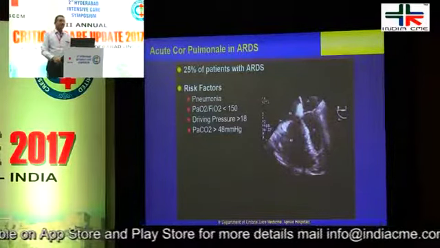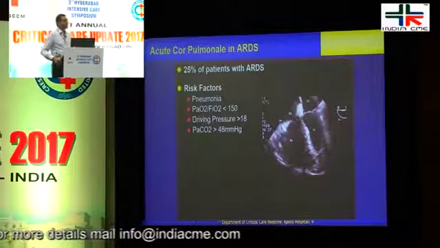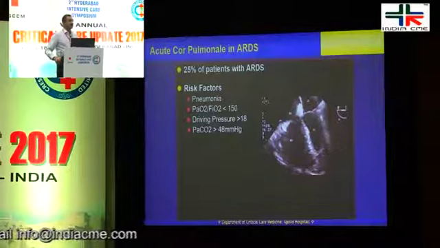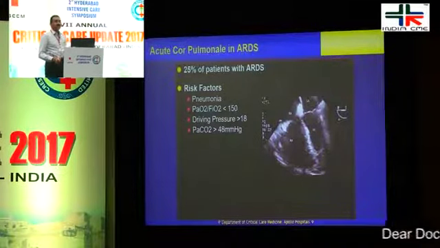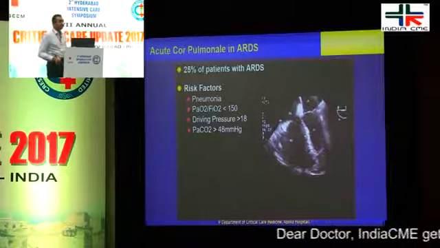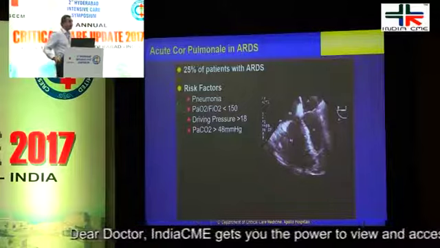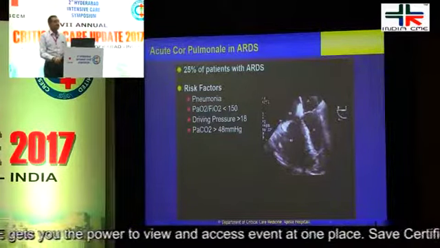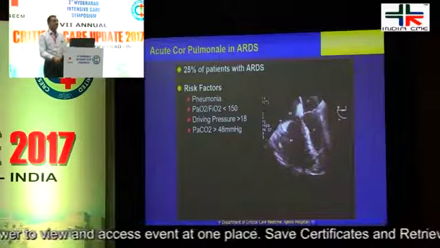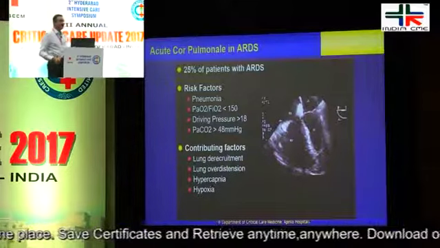In one study, they looked at the risk factors of which patients go into right ventricular failure, and they found 4 predictors. If you have a pneumonia as a cause of ARDS, you are more likely to go into right ventricular failure. If you have significant hypoxemia with a PaO2 to FiO2 of less than 150, you are likely to go into acute cor pulmonale. If you use high driving pressures of more than 18, and a PaCO2 more than 48, as much as we want to do permissive hypercapnia, it is extremely harmful to the right ventricle, especially if it's failing, and that's something that we need to think of.